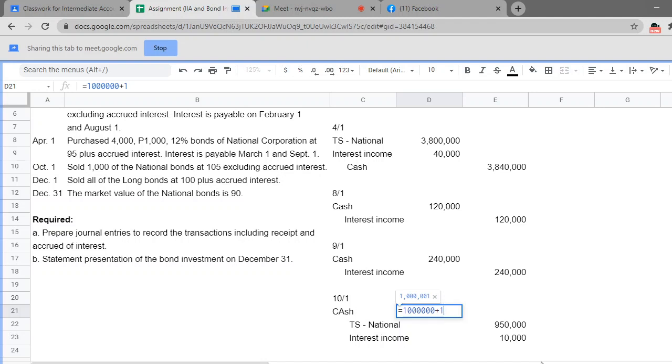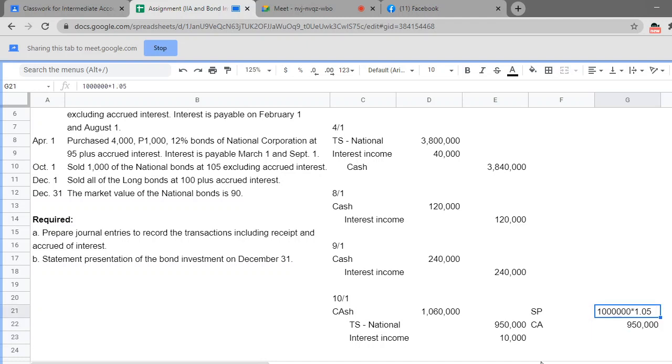Plus the 10,000, or rather, 105, sorry. It's October 1, the price is 105. So that means 1.05, that's 1,050,000 plus the interest of 10,000. So, that's 1,060,000. Okay? So, for our gain or loss, what is the sales price? That is 1 million times 105. What is the carrying amount? That is 950.